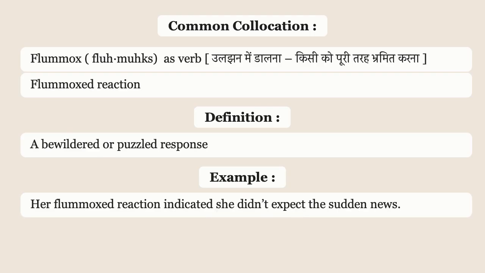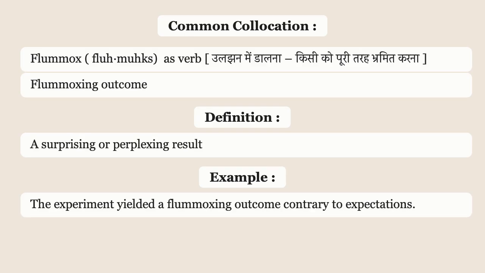Flummoxed reaction. Definition: a bewildered or puzzled response. Examples: her flummoxed reaction indicated she didn't expect the sudden news. Flummoxing outcome. Definition: a surprising or perplexing result. Examples: the experiment yielded a flummoxing outcome, contrary to expectations.